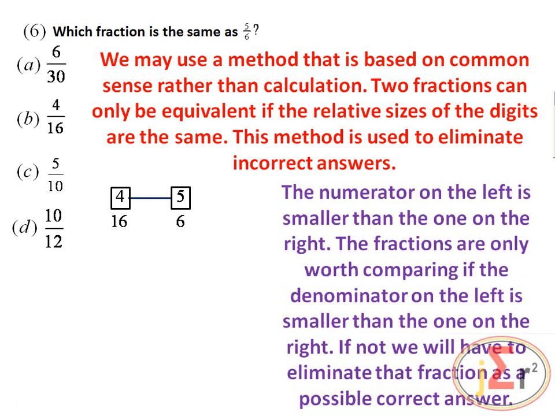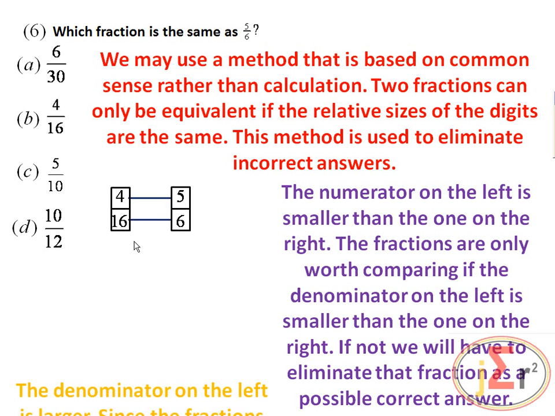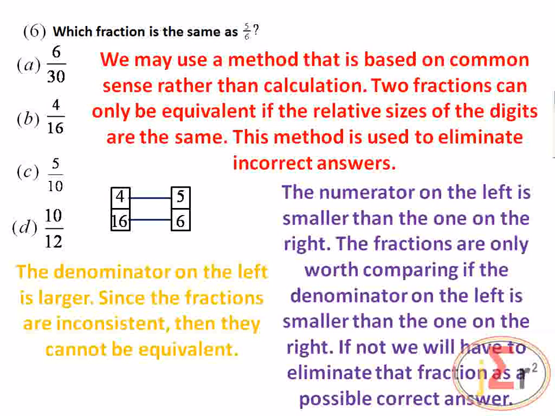The numerator on the left is smaller than the one on the right, which is, this one is smaller than this one. The fractions are only worth comparing if the denominator on the left is smaller than the one that is on the right. If not, we will have to eliminate that fraction as a possible correct answer. So, because the 4 is smaller than the 5, then the 16 must be smaller than the 6. Because it is not, then we are sure that this option cannot be correct. The denominator on the left is larger. Since the fractions are inconsistent, then they cannot be equivalent.